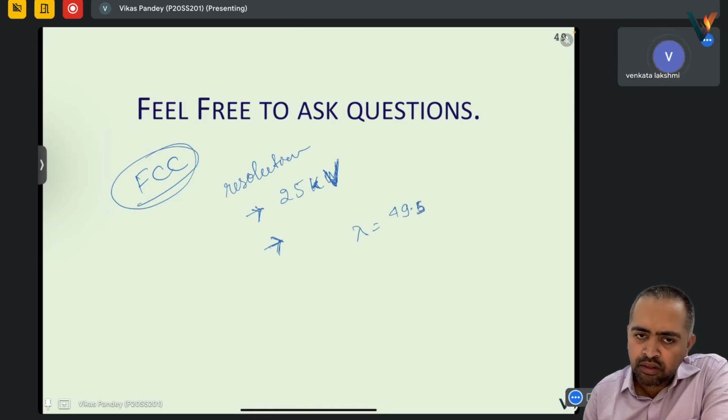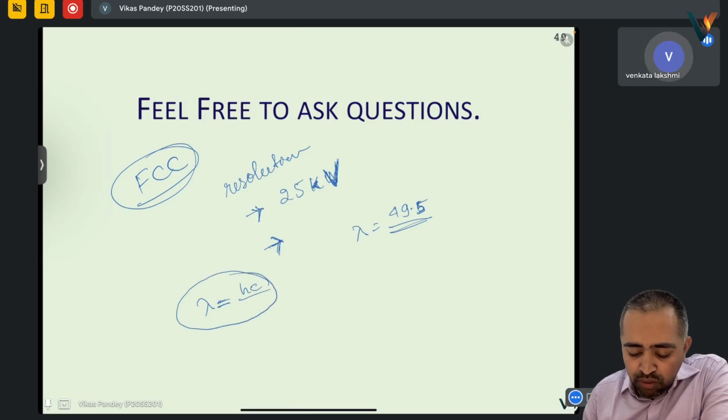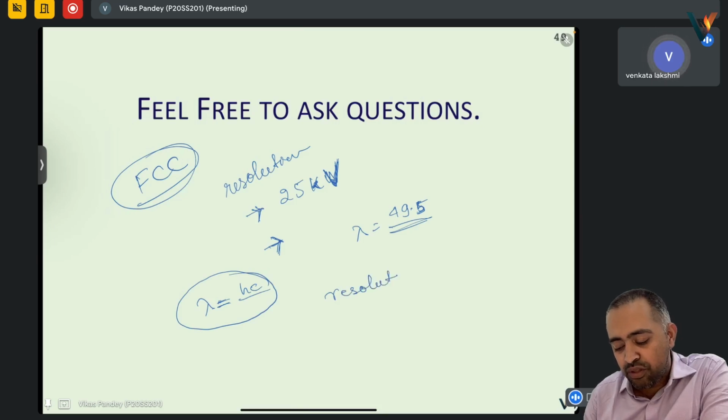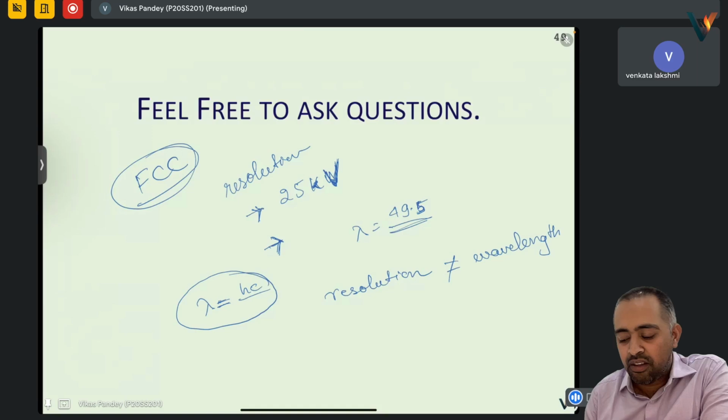How did they get this answer? What formula are you using? Lambda equals how much are you using? HC by E, I think. You don't need the mass of the electron, just divide by the input voltage, sir. Resolution is not equal to wavelength. You have found out the wavelength, right?